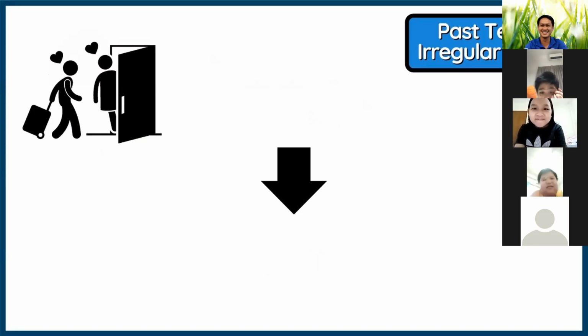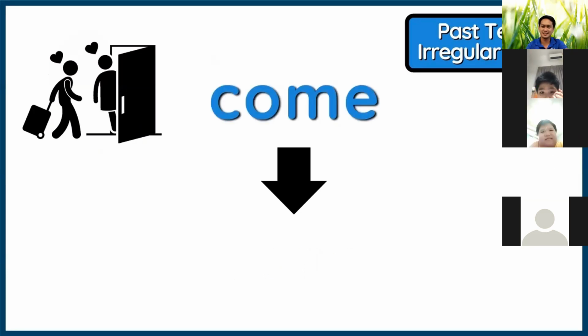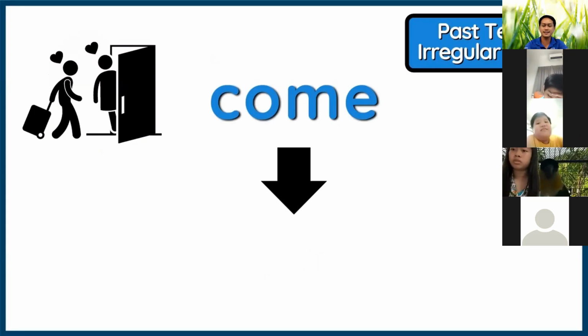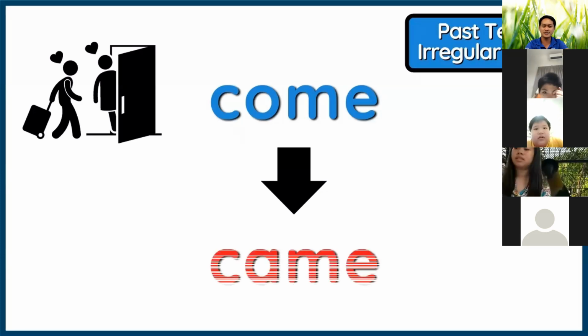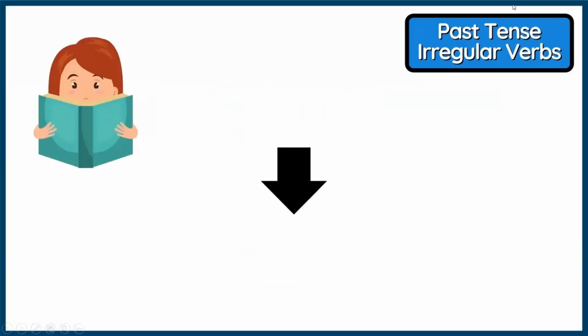Next. I don't know. Okay. Come. Okay, this is come. What is the past tense for come? Came. Very good. How do you spell came? C-A-M-E. Very good. Came.